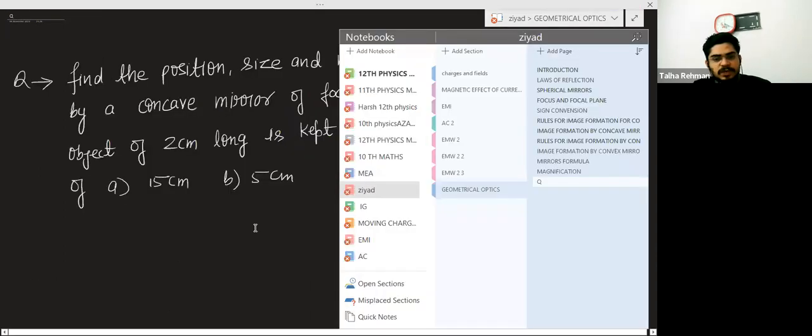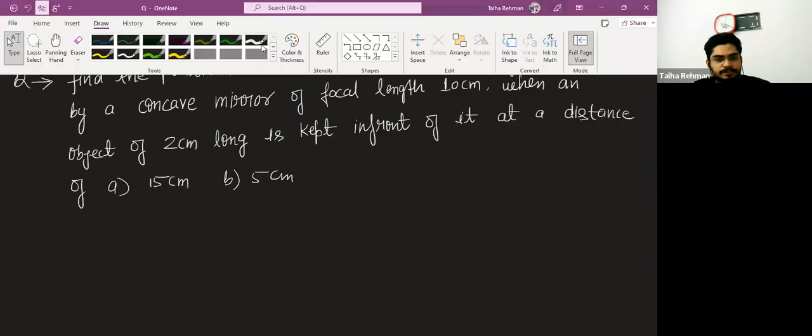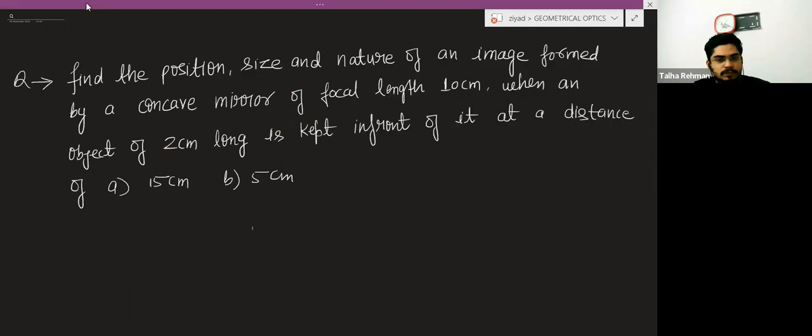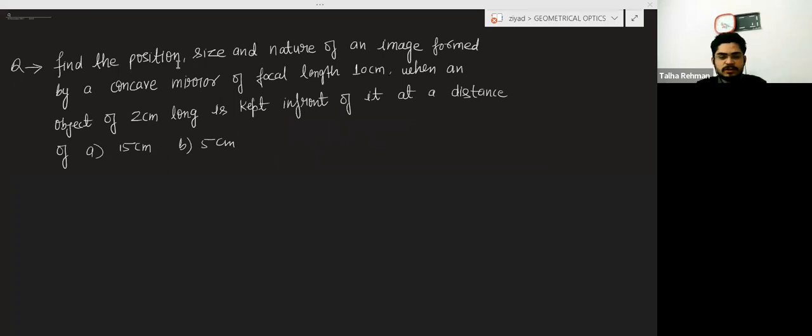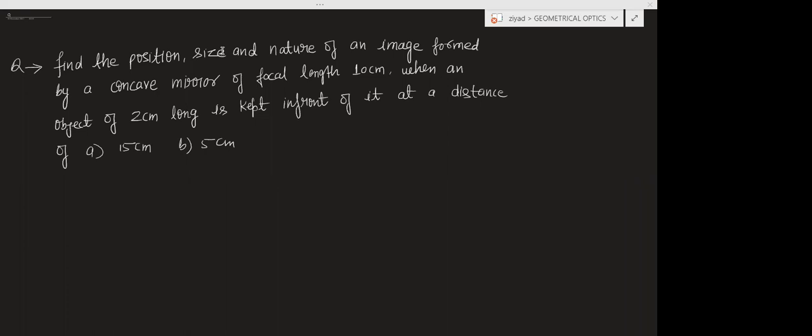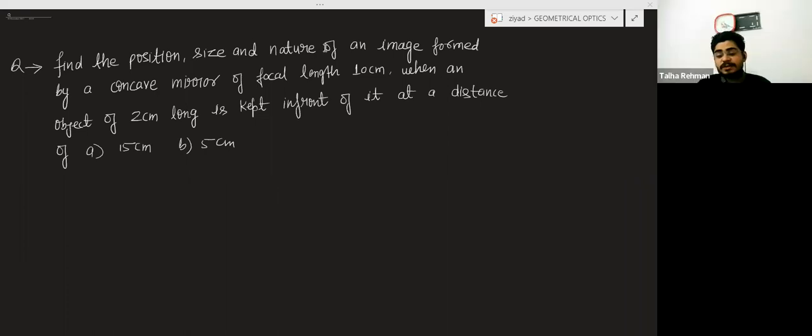Now we will solve the numerical problem. So what are they asking? They are asking to find the position. Position means you can say the location. Size means you can say height or length. And the nature. Nature means whether the image is real, inverted, or virtual, erect. This is the meaning of the nature.